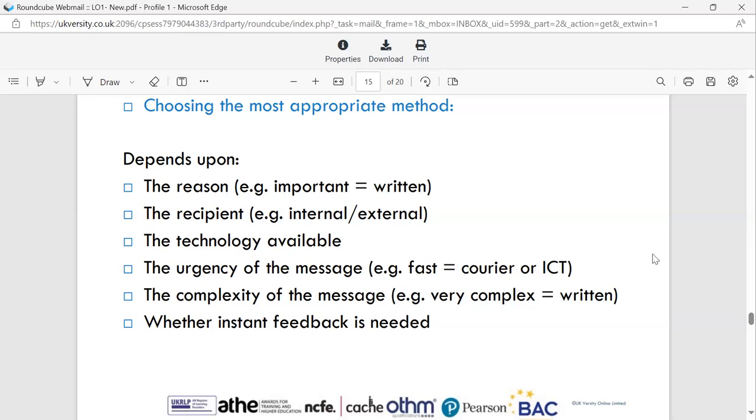So if you send a message to someone and you want instant feedback, what would you do? If you want them to instantly respond and give you feedback, would you send an email or a letter? An email. Because they will sometimes respond back in 10 minutes, 20 minutes, but they will respond back quicker than a letter because you're sending that by courier.